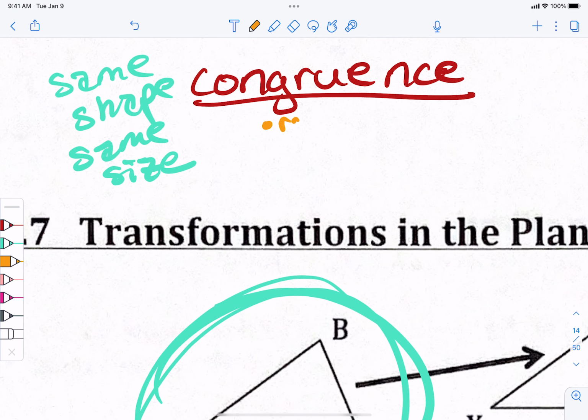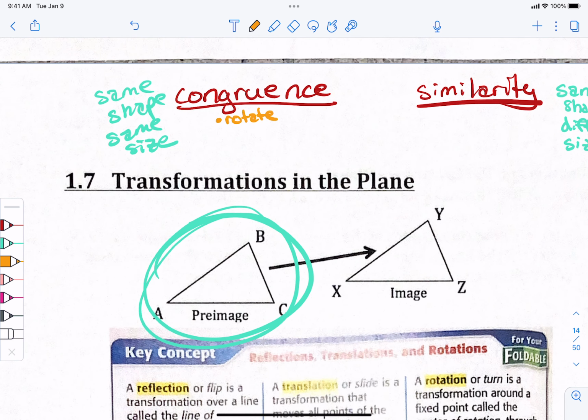I can rotate it. If I rotate it, it's not going to change the shape and size. I could reflect it, I could flip it over. It's going to stay the same shape and same size, just be in a different orientation. Or I could translate it. Do you know what translate means? Translate means I'm sliding it, like I'm moving it over. So I could translate it. And when I do all of these things, the figure will remain congruent.